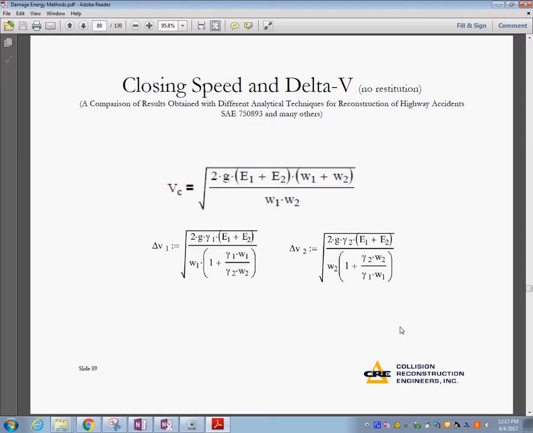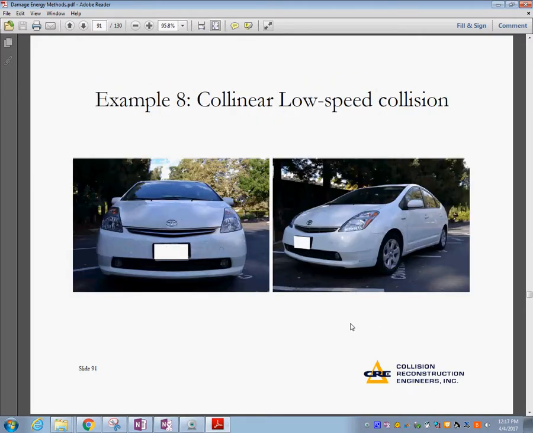But we need to talk about delta V in terms of vectors, obviously. He is citing the comparison of the results obtained in different analytical techniques for reconstruction of highway accidents from this paper. Okay, here an example.